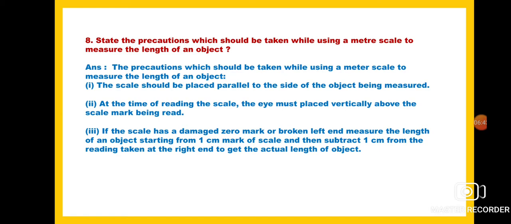Okay, now at the time of reading the scale, when you are taking the measurement, your eye must be placed vertically above the scale mark being read. Okay, your eye should be vertically above, not on the right side, not on the left side. So you will get the accurate measurement. Next, number 3, if the scale has a damaged 0 mark or broken left end, measure the length of an object starting from the 1 centimeter mark of the scale.